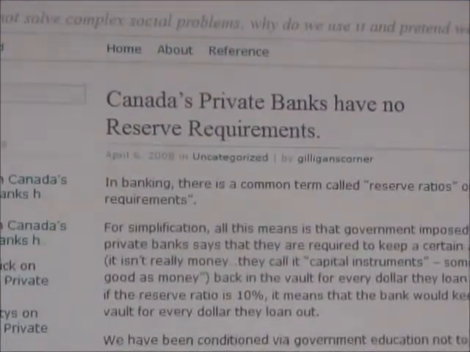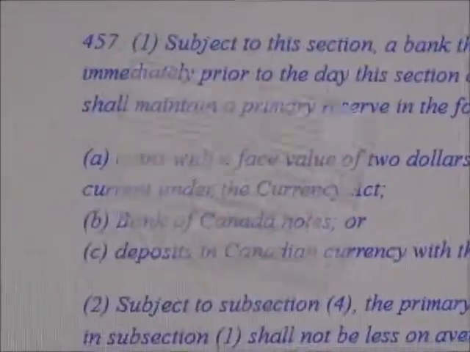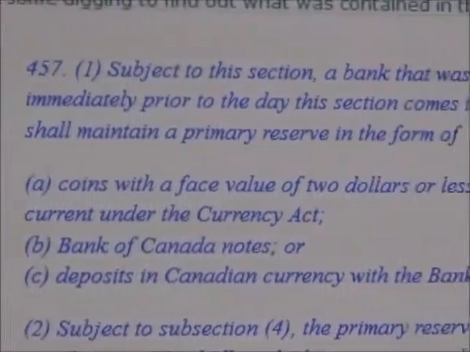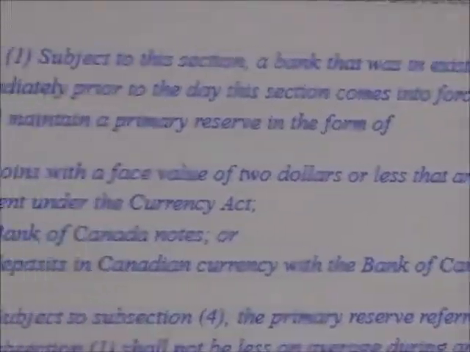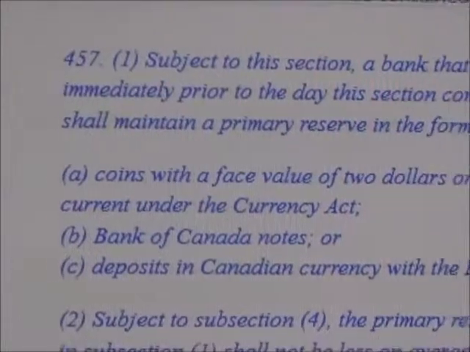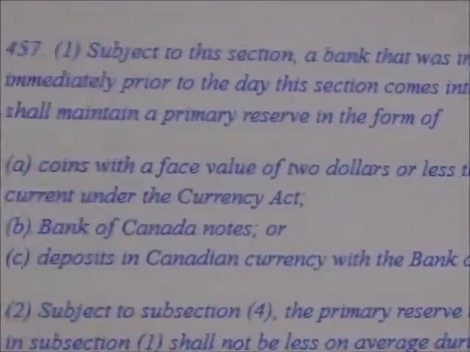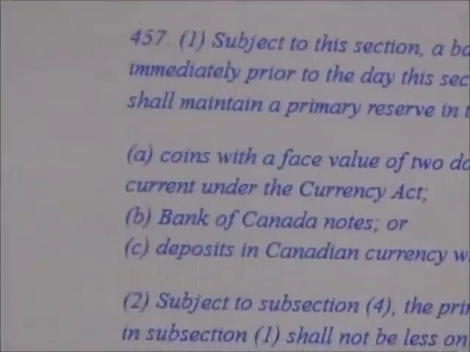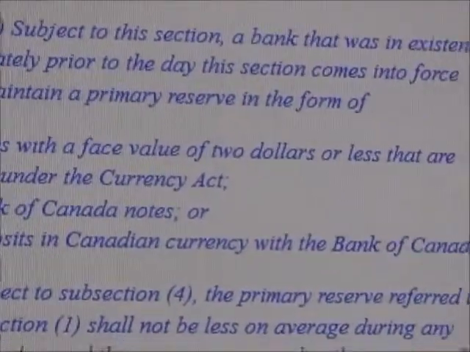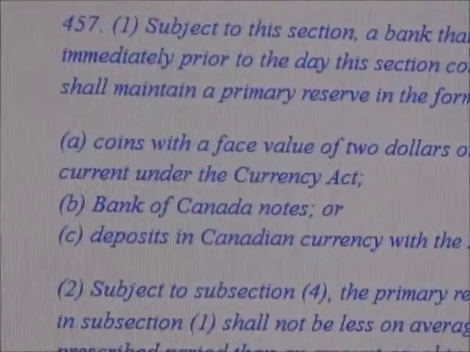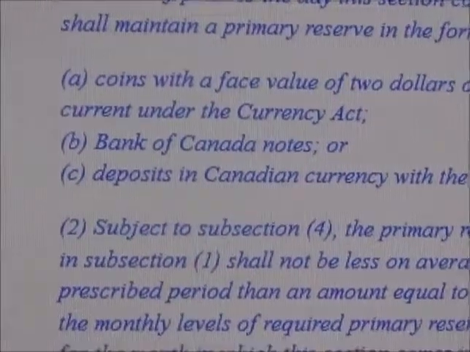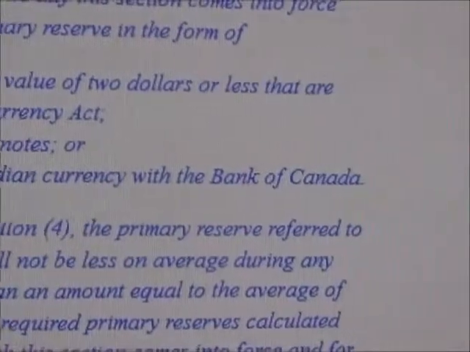Canada's private banks have no reserve requirements. Article 457. Subject to this section, a bank that was in existence immediately prior to the date this section comes into force shall maintain a primary reserve in the form of, and then it states the reserve they have to have, coins with a face value of $2 or less that are current under the Currency Act, Bank of Canada notes, or deposits in Canadian currency with the Bank of Canada.